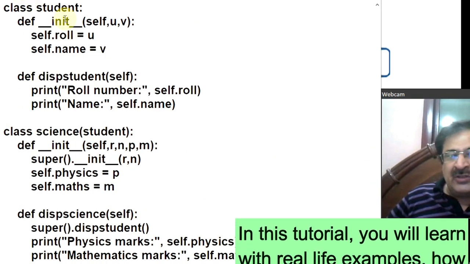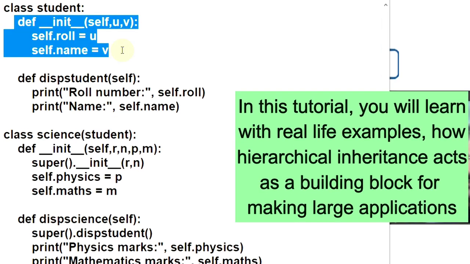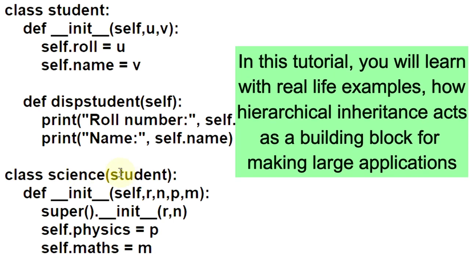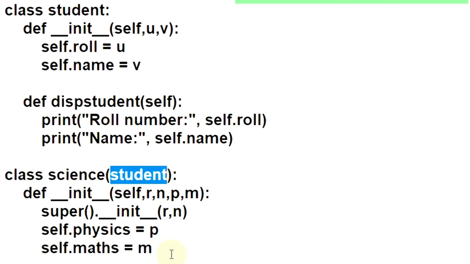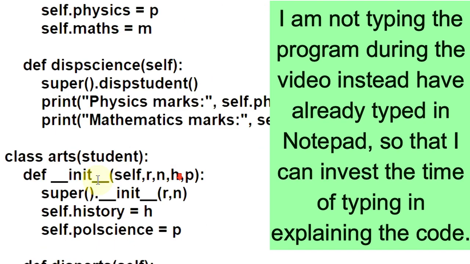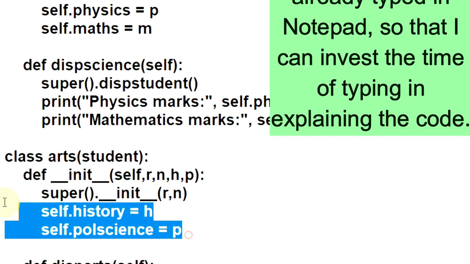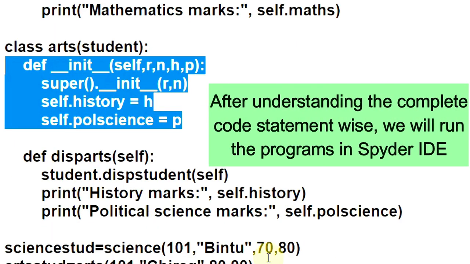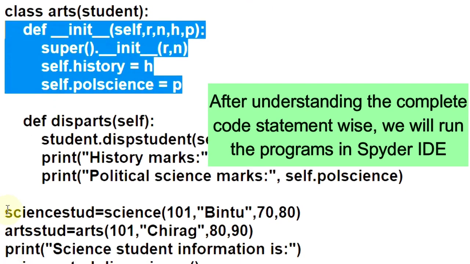Okay. Let us understand the concept through a program. See, this is a student class which has a parameterized constructor and a function called disp student. There is another class science which is inheriting the student class, and this science class has a parameterized constructor and a function called disp science. There is another class arts which is inheriting the student class. It also has a parameterized constructor and a function called disp arts, right? Now we will understand the program from here, from the main function.